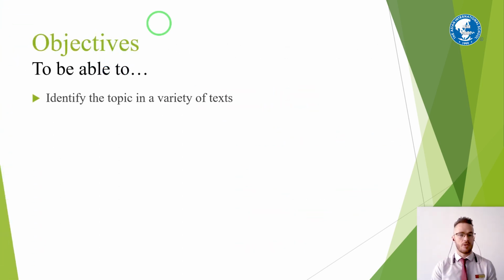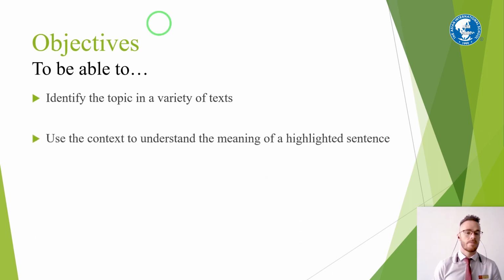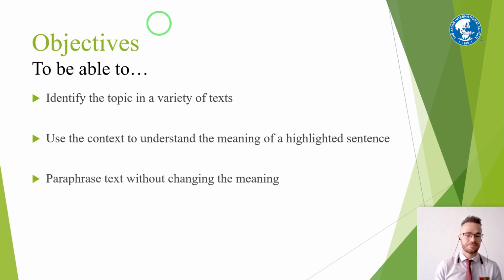The objectives today are to be able to identify the topic in a variety of texts. Again, we're going to be looking at 5 of these from your reading book. Second is to use the context to understand the meaning of a highlighted sentence. So we're going to use the text that's available, the wider text, to infer meaning on the highlighted sentence. And the last one is to paraphrase text without changing the meaning.